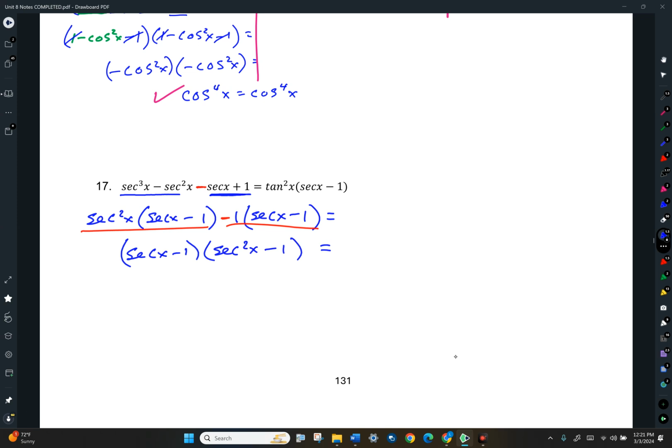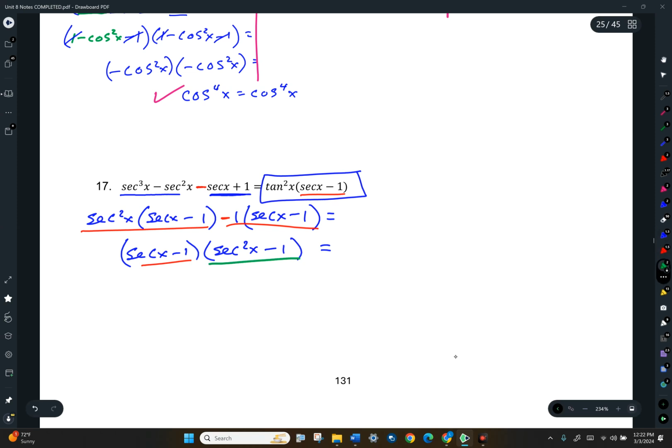I'm going to let you finish this proof because I'm not there yet. I need to make this look like tangent squared times secant minus 1. Hey, look, I'm almost there. Here's a secant minus 1. Here's a secant minus 1. So all you have to do to finish this is figure out how can I turn this secant squared minus 1 into a tangent squared. So you'll need to finish that proof.